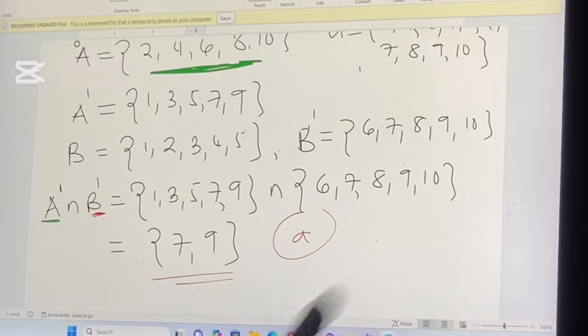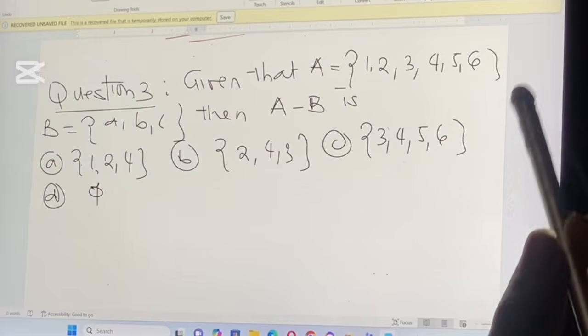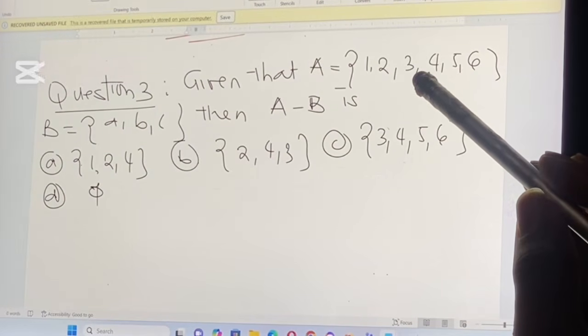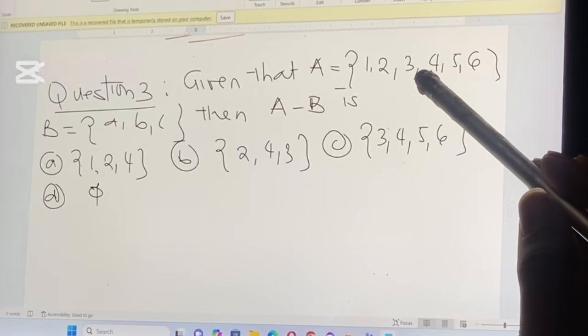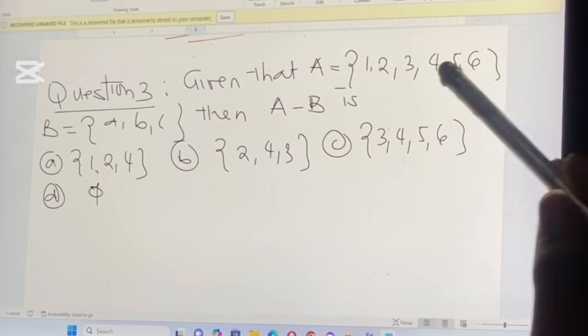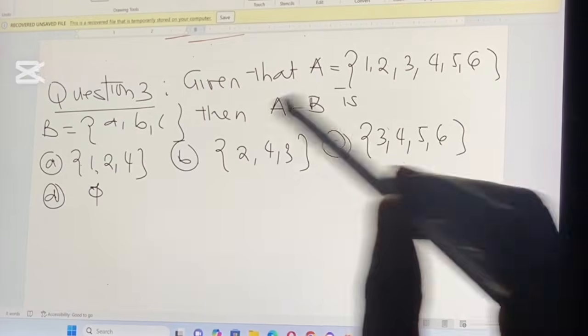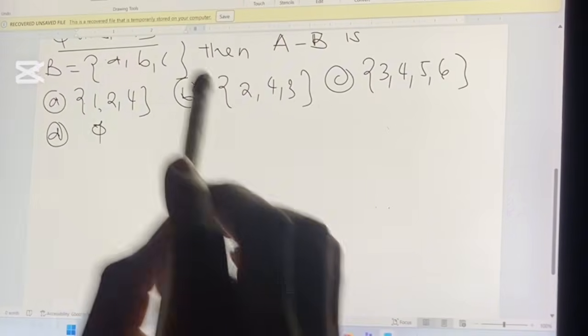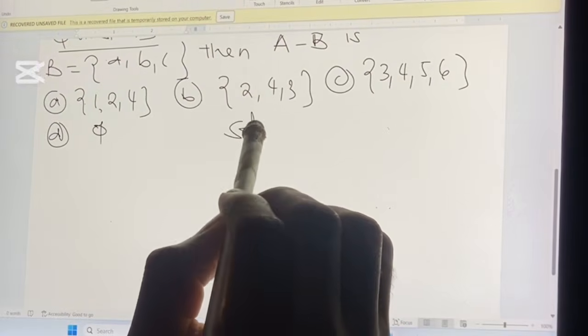Question 3. All right, let's solve the next question here, class. They said, given that set A is equal to 1, 2, 3, 4, 5, 6. Set B is equal to A, B, C. Then A minus B is, these are the options here. So let's solve this question here. Solution first.